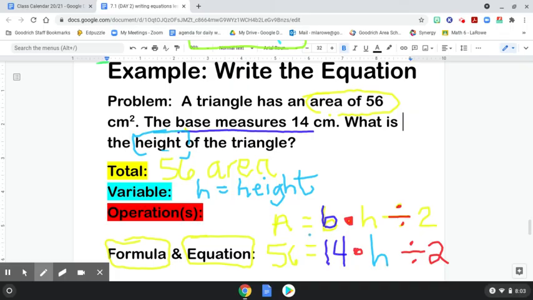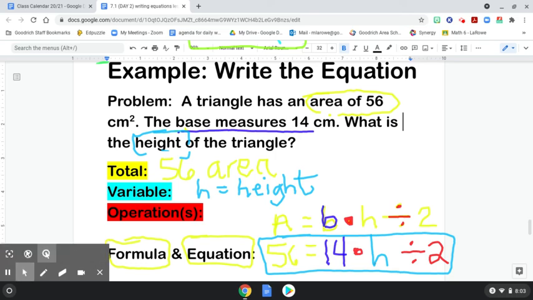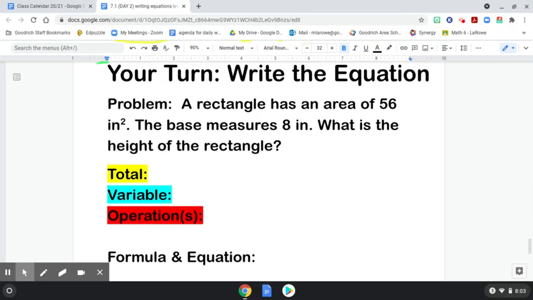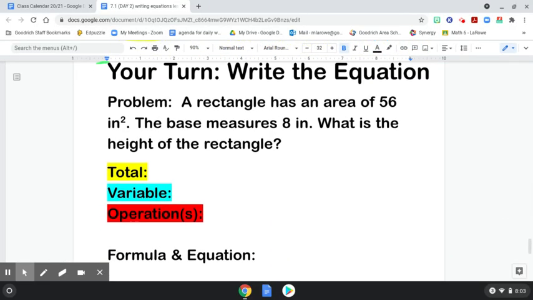In our next lesson, we'll start to solve these types of equations, undo this math problem until we figure out the value of the height. But for now, we have an equation written using the formula. I'll give you a geometry style question to try yourself.